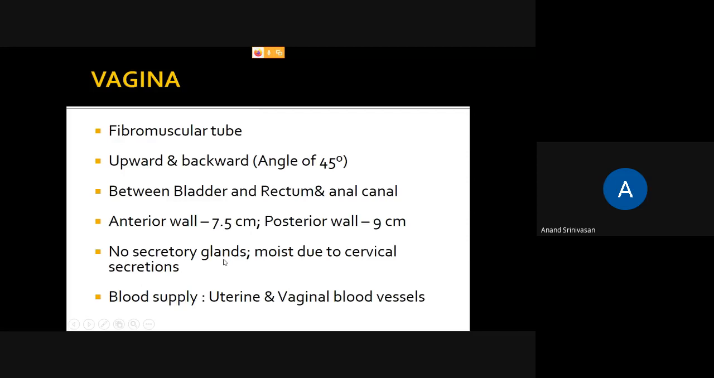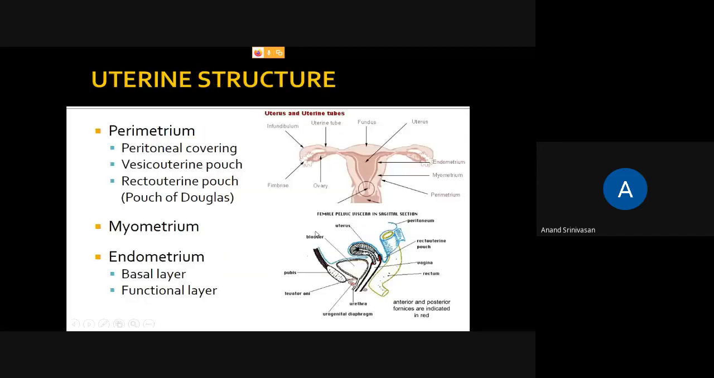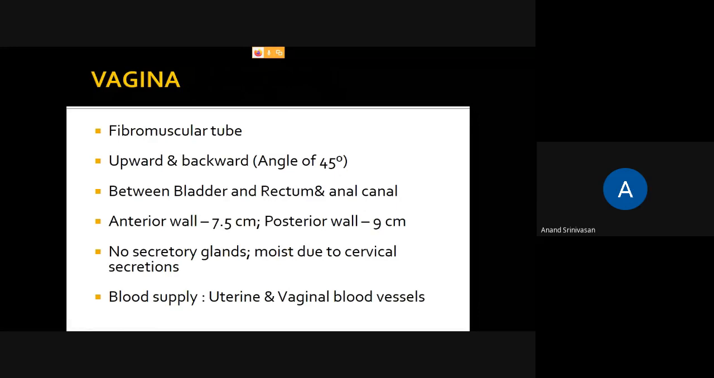There are no secretory glands in the vagina, but they are kept moist. How is it kept moist? By the secretions from the cervix. You know fundus, body, and cervix, right? So from the cervix, there will be continuous secretions, and these secretions keep the vagina moist.